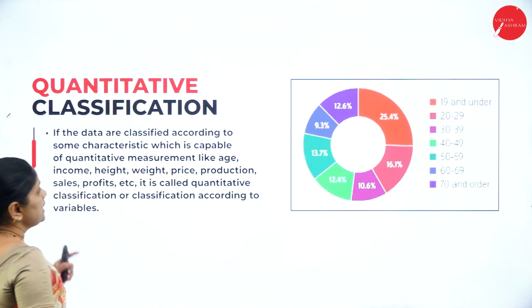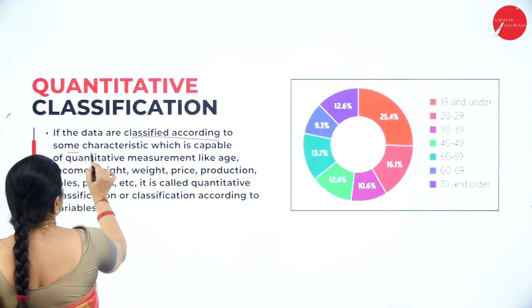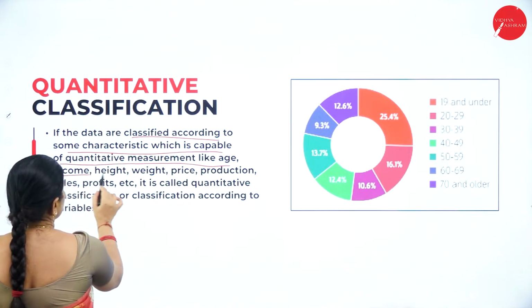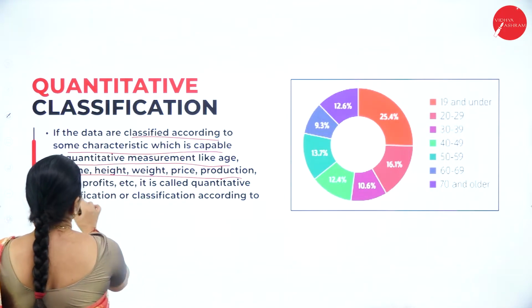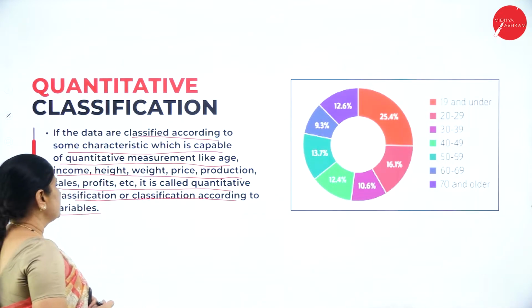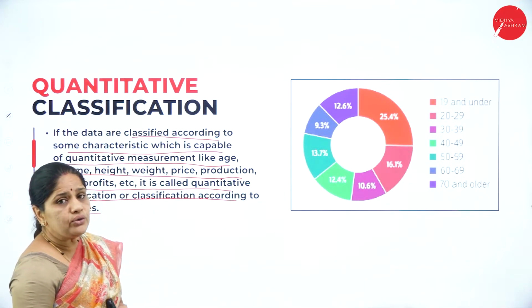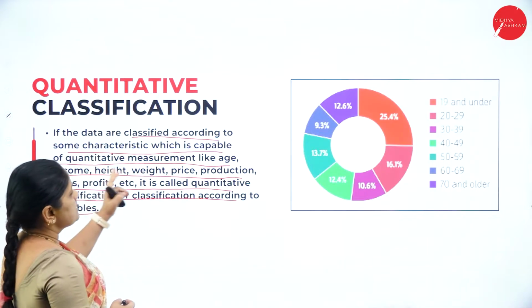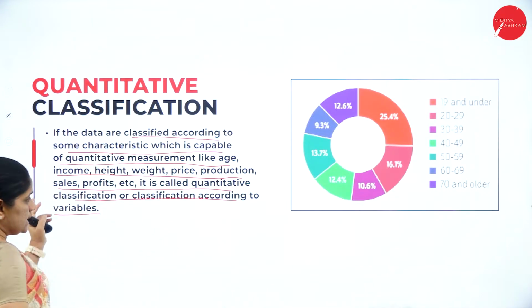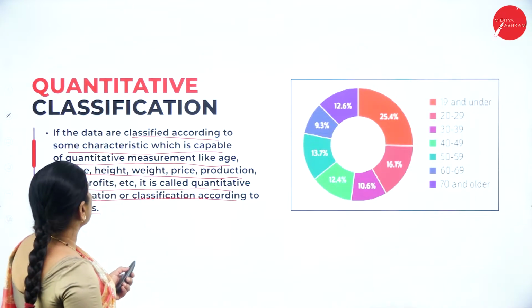Then next we have the quantitative classification. If the data are classified according to some characteristic which is capable of quantitative measurement like age, income, height, weight, price, production, sales, profits, etc., it is called quantitative classification according to the variables. So you just classify it on the basis of age, income, height, weight, price, production, sales, profits, etc. This kind of classification is quantitative classification.